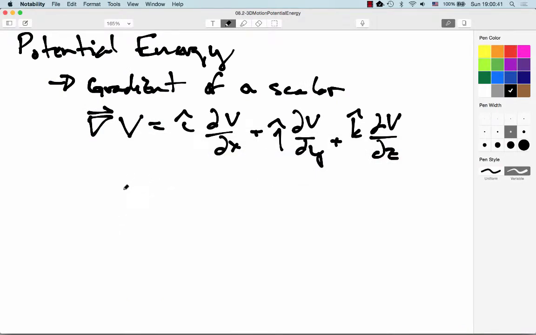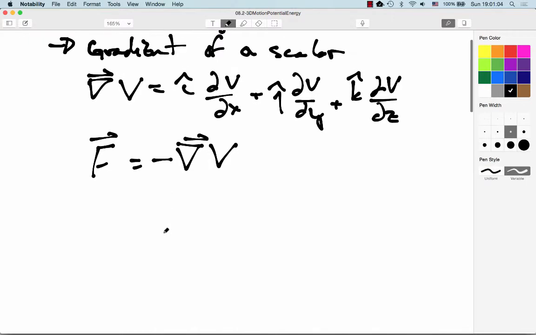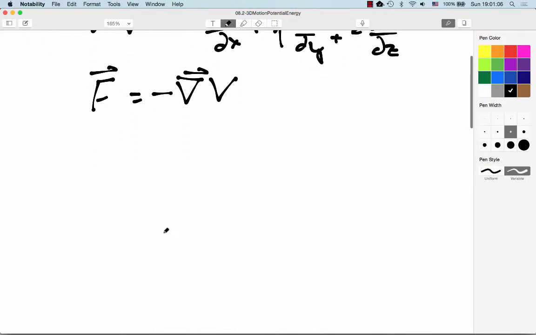If we want our function v to be the potential energy, then what we need is for the force to equal the negative of the gradient of the potential energy, because the forces want us to go from high potential energy to low. Now, the question is: is such a force conservative?